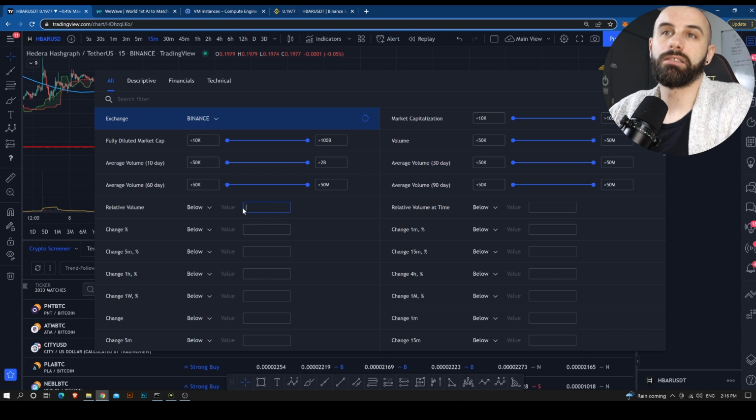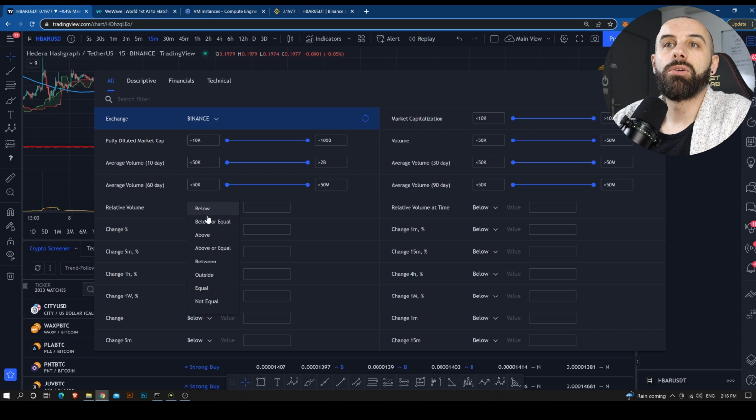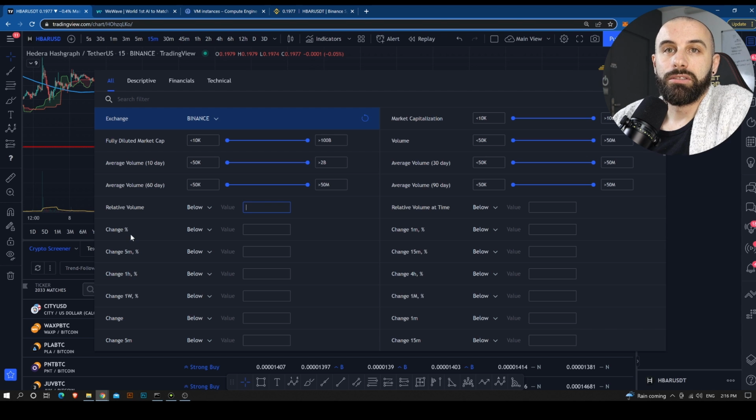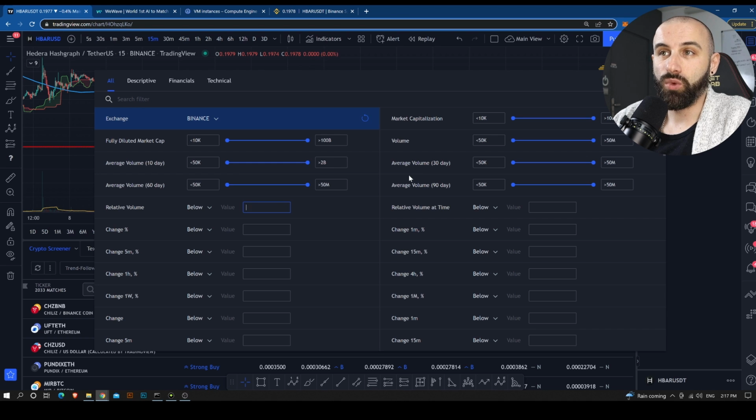If we want to find a pair that has a relative volume below, let's say, a certain number, you can find pairs by change, you can find pairs by volume, and so on and so forth. So this is another possibility that you might take into consideration when choosing a pair for your market making bot. But you need to understand that the market making bot loves sideways action.